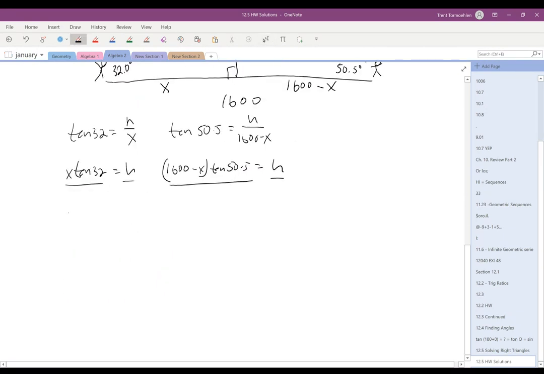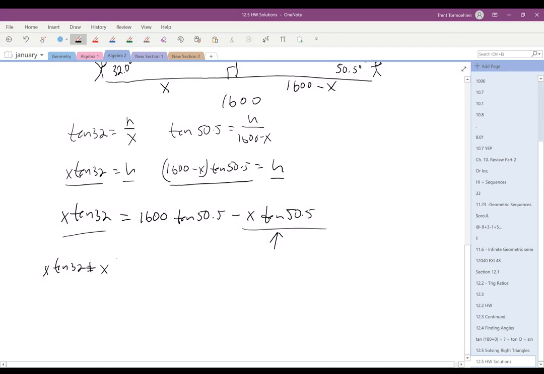And so now we got to get a little bit creative with our algebra. It looks like this. I'm going to go ahead and multiply out the distributive property. Whenever we're solving an equation, we always add x to both sides, or get all the x's on one side. So we're going to add that. And so it's going to give you x tan 32 plus x tan 50.5 equals 1,600 tangent 50.5.